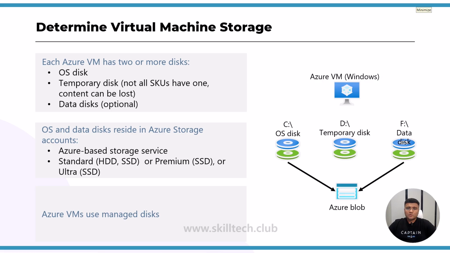Remember, every virtual machine has an operating system disk. With that, you can have a temporary disk, which is not available in all the SKUs, but most of the SKUs are going to have this temporary disk to store temporary data. And then you can add one or more data disks, which are all optional, but depending upon the requirement, you can choose what kind of data disk you want to configure with that.